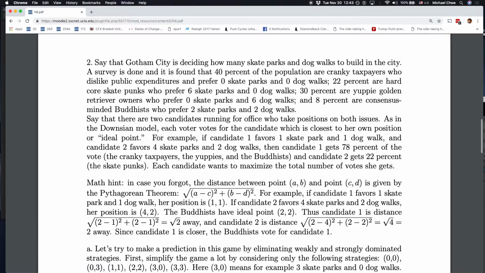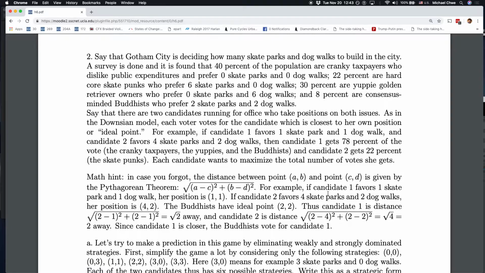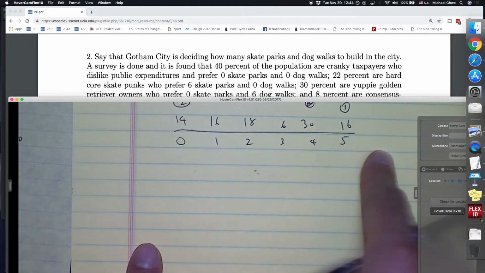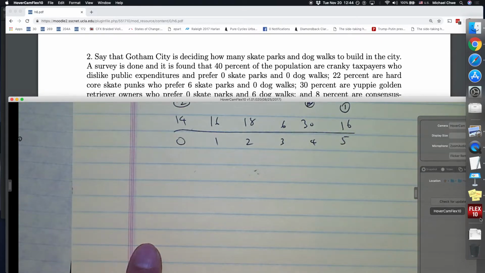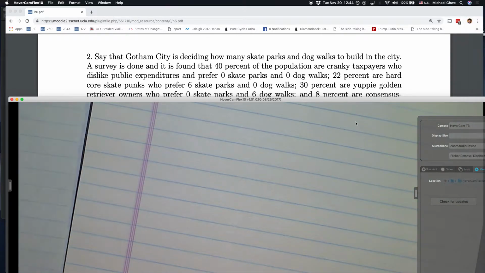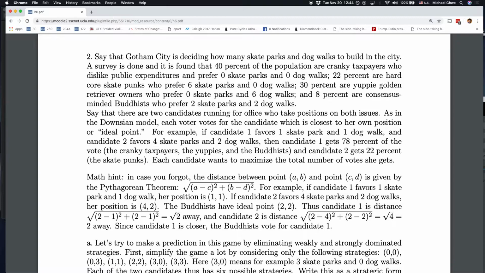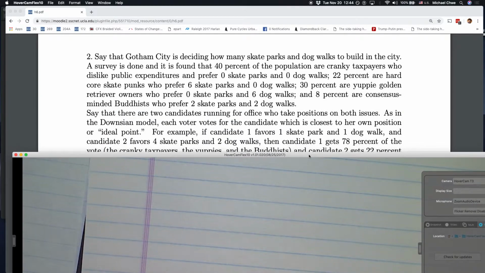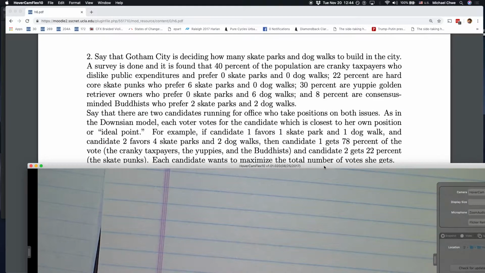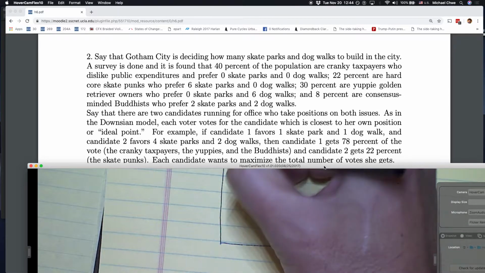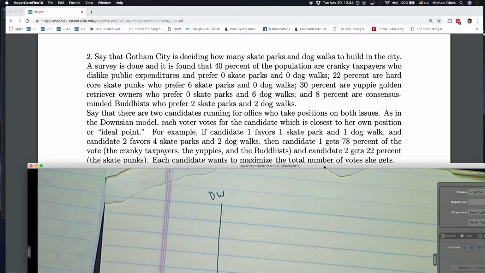Okay. So notice here, in this one there's 1 dimension of people's preferences. So now let's see, there's 2. That's what that problem's all about. Okay, so now there's skate parks and dog walks. Now there's 2 dimensions. There's skate parks and dog walks.